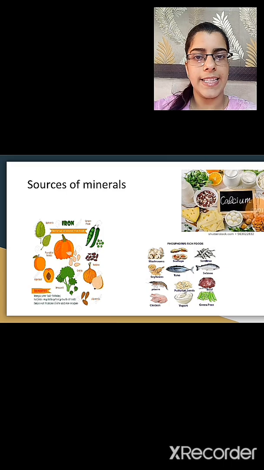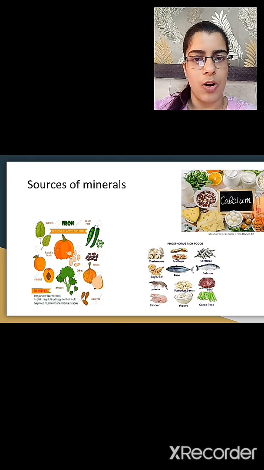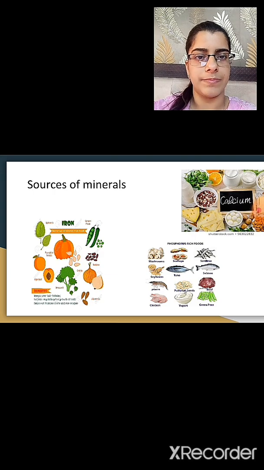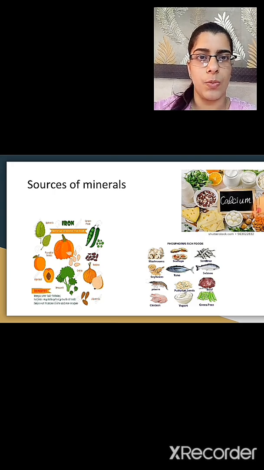Now let's see the examples of the different minerals. The examples of iron are spinach, apricot, broccoli, almonds, onions, green peas, etc. The foods that are rich in phosphorus include mushroom, fish, chicken, yogurt, green peas, pumpkin seeds, etc. Milk is a rich source of calcium. Cheese and nuts are also rich in calcium.